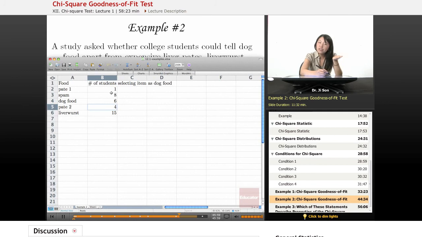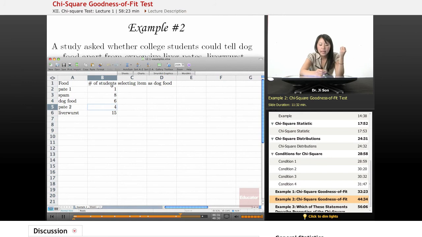But then if you do find the mean, ask yourself, what does this mean, right? What is the idea or the concept? If we average this, we would find the average number of students that selected any of these items as dog food. And that's sort of a mean that doesn't make any sense, right? And so before you go ahead and find the mean, ask yourself whether the mean is actually meaningful, right?